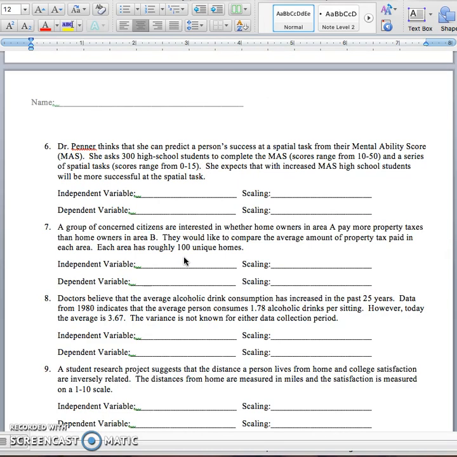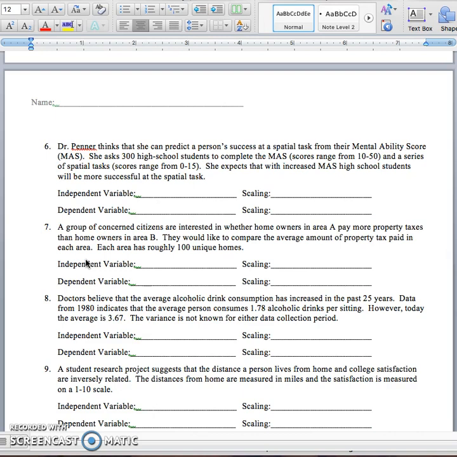Okay, let's go down to number 7 here. This one I think is a pretty straightforward one. A group of concerned citizens are interested in whether homeowners in Area A pay more property taxes than homeowners in Area B. They would like to compare the average amount of property tax paid in each area. Each area has roughly 100 unique homes.